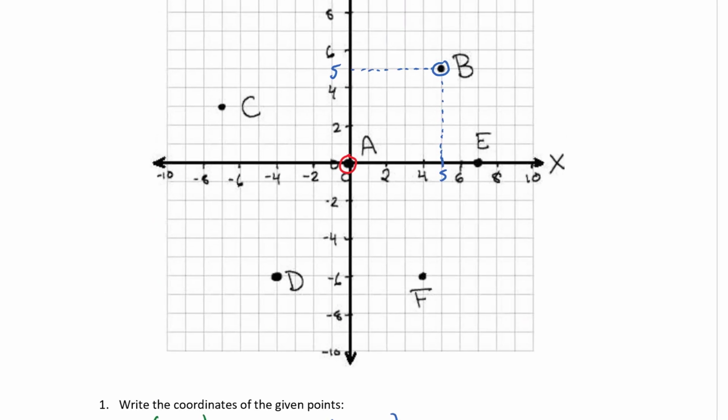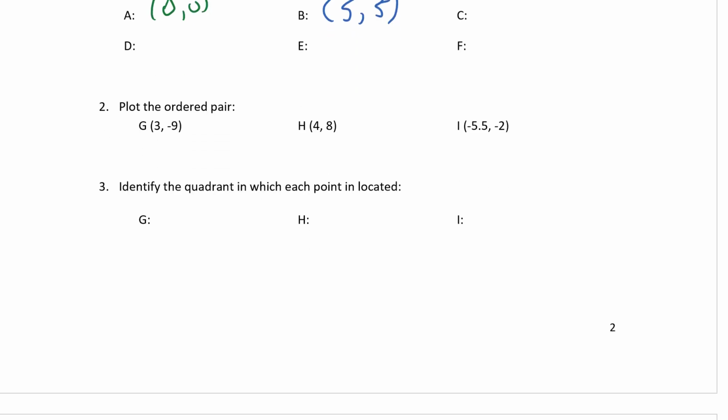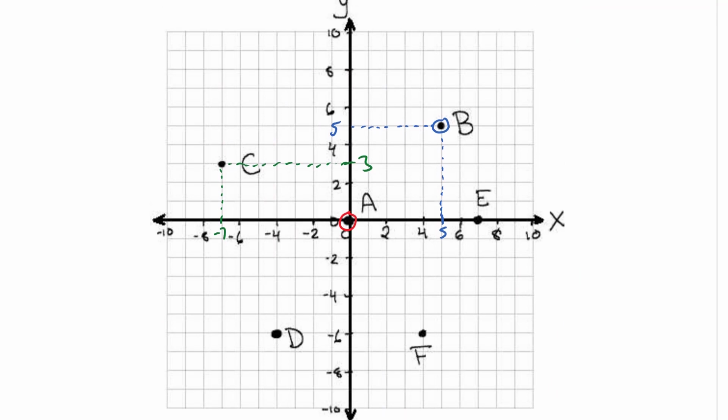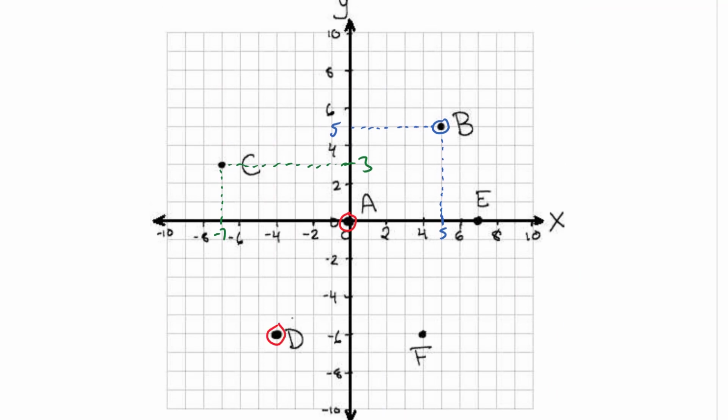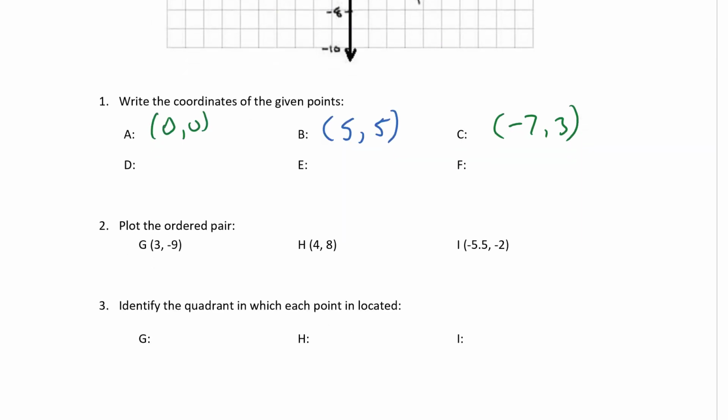C now. With C, along the x-axis, we're crossing at -7. Along the y-axis, we're crossing at +3. So -7, +3. The x-coordinate comes first, and then the y-coordinate. D now. Where's D? Down here. D, our x-coordinate is -4, and our y-coordinate is -6. -4, -6.